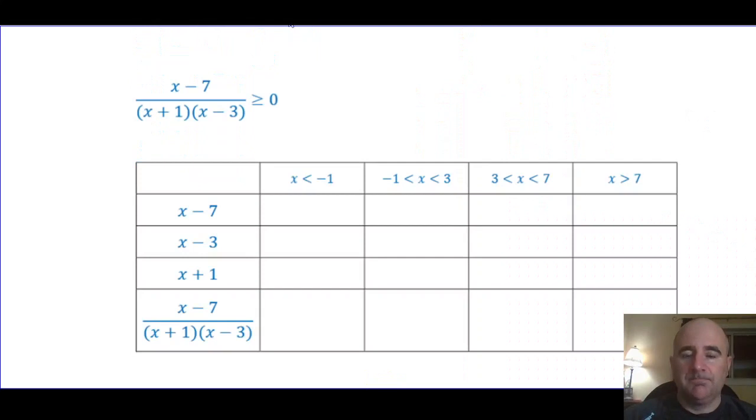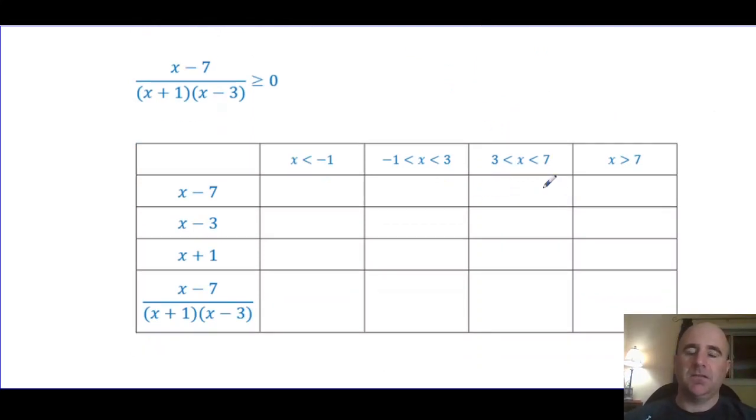And there it is. And once you've got the table set up correctly, it's just a matter of filling it in. So think of a number less than -1, like -2. Well, x minus 7 is going to be negative. x minus 3 is going to be negative. Okay, -2 plus 1 is still negative. And we have a negative divided by a negative times a negative, which is negative.